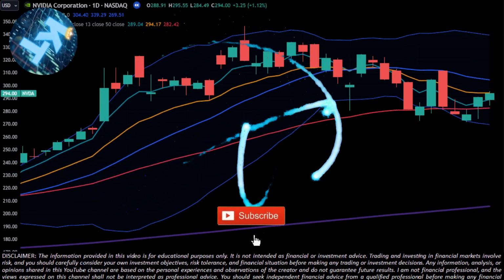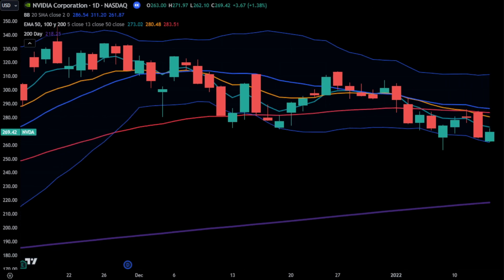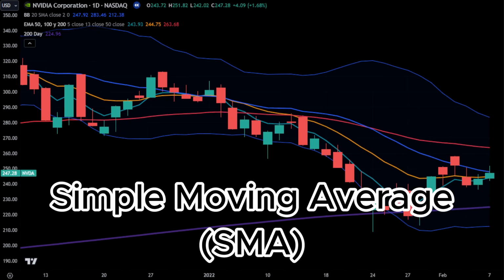Moving averages indicate the average price movement over a certain period. Let's go. Before we unlock the secrets, let's cover the basics first. King Trading utilizes both the simple moving average and the exponential moving average.